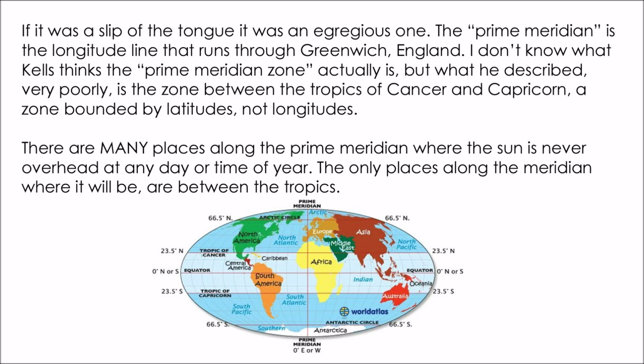The prime meridian is the longitude line that runs through Greenwich, England. It's the vertical line in the image below. I don't know what Kell thinks the prime meridian zone actually is, but what he described very poorly is the zone between the tropics of Cancer and Capricorn, a zone bounded by latitudes, not longitudes. There are many places along the prime meridian where the sun is never overhead, and by that I mean at the zenith, at any day or time of year. The only places along the meridian where it will be are between the tropics.